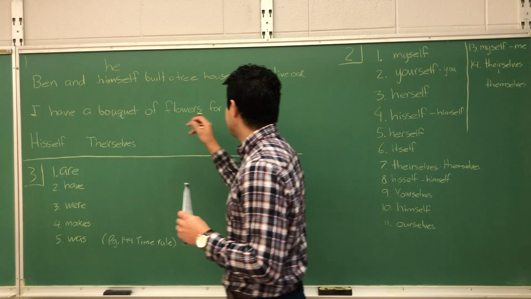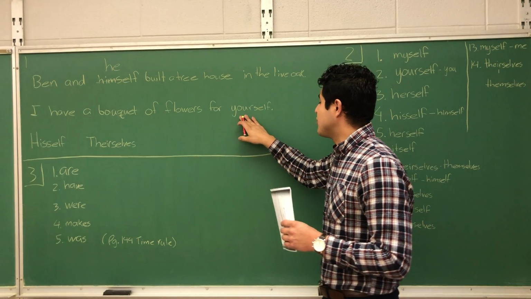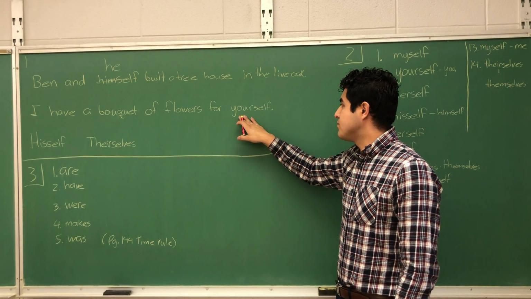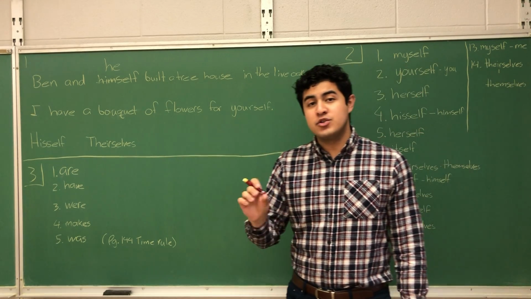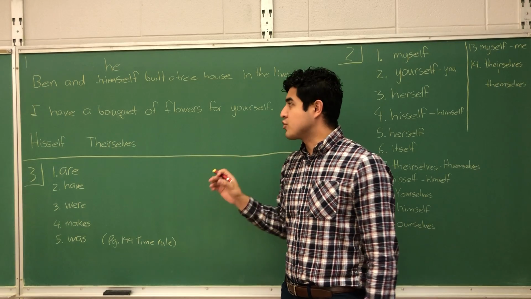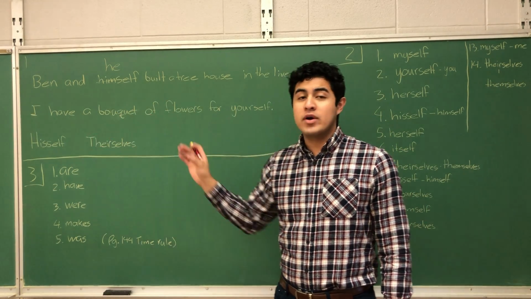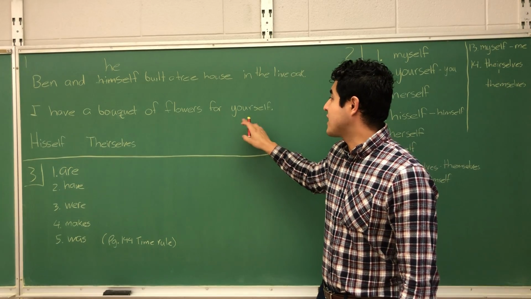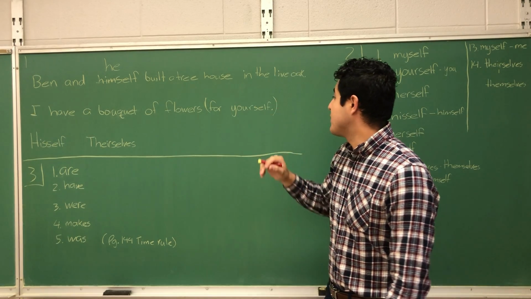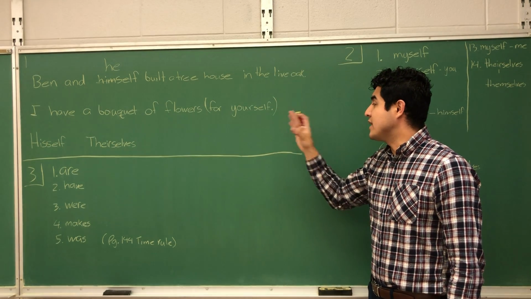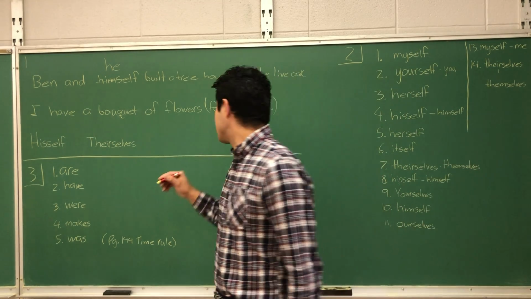"I have a bouquet of flowers for yourself." Okay, again, we see the use of a compound personal pronoun. Now remember, the only time it's appropriate to use the compound personal pronoun is when it's referring back to the subject or giving emphasis. And it's not doing that. Here we see that it's inside a prepositional phrase, okay? So that means we need to use an objective case personal pronoun. And so in this case, it's going to be you.